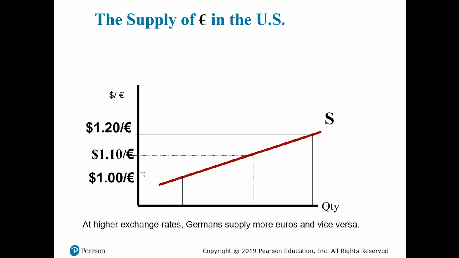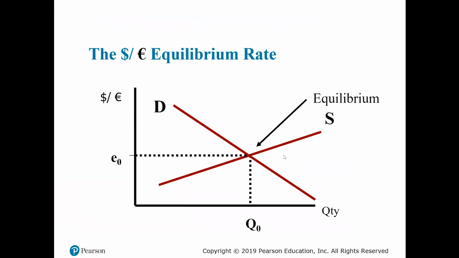So the supply of euro in the US is upward sloping, and equilibrium is determined by the intersection of demand and supply. So this is our simple economics 101 lesson, like any other normal good.